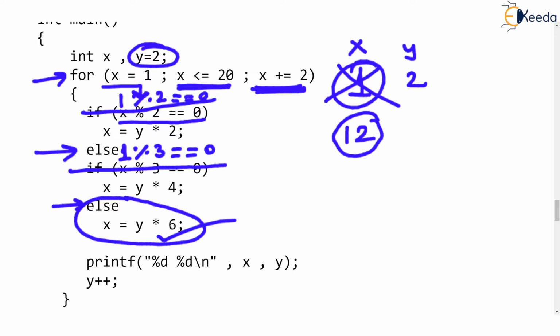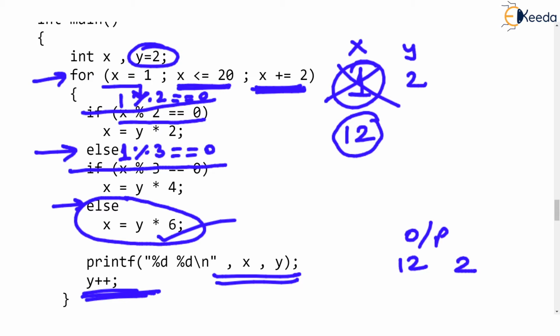Okay. Then we are printing x and y. So the first output is going to be 12, that is value of x, and value of y is 2. Well, after that we are increasing y by 1. So y which was 2 is now 3.